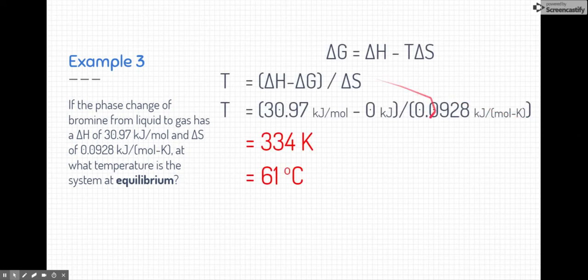So in this, we're going to use the same equation. The difference is we have this thing that's at equilibrium. So our delta G, we're going to set equal to zero. This one's looking for the temperature. So we need to rearrange the equation to solve for the temperature. To do that, we're going to take delta H minus delta G, and that's on the numerator, divided by delta S in the denominator. So if I plug those values in, making sure that our delta G is zero, then I'm going to go ahead and get my answer in Kelvin. If it was just temperature, this is fine, 334 Kelvin, but I might need to subtract 273.15 to get my Celsius value.